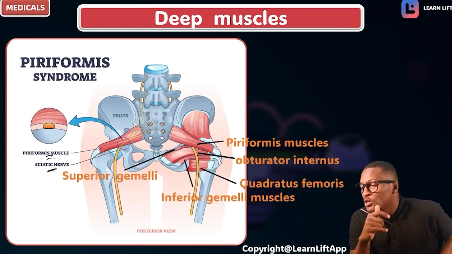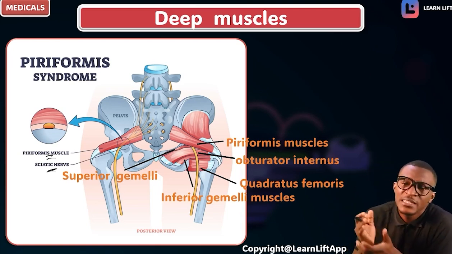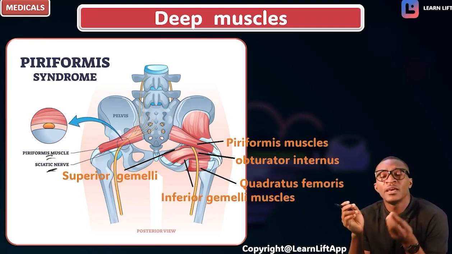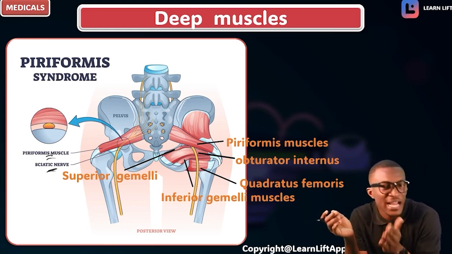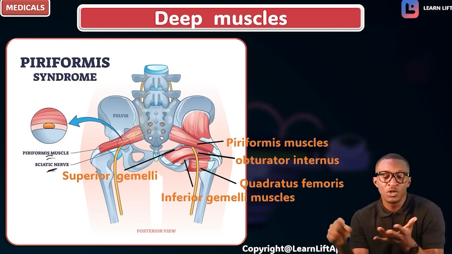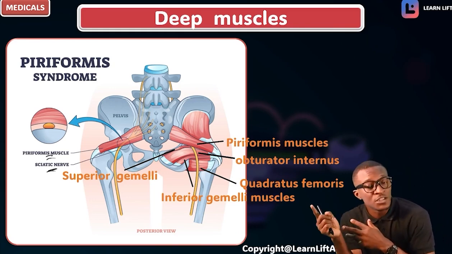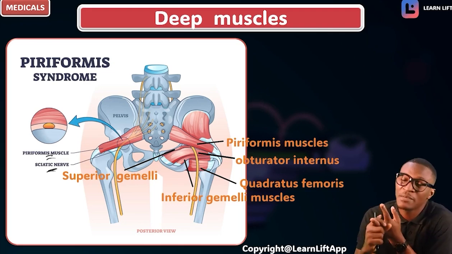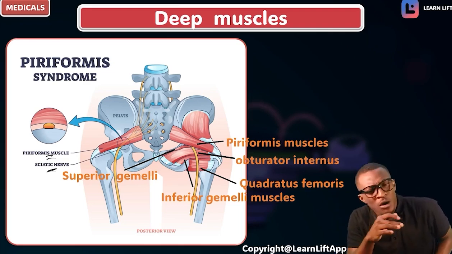And the last one is the quadratus femoris. Do you understand? Everybody, what do we say is the function of the deep muscles? The deep muscles are the lateral rotators of the thigh, right? While we say the superficial ones are extensors of the hip joint, abductors of the hip joint, and medial rotators, while the deep ones are the lateral rotators. Please, do you understand that?